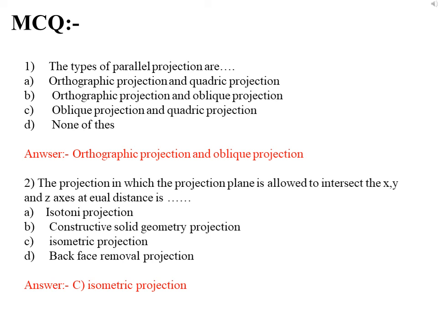The first MCQ type question is: the types of parallel projections are? Option A, orthographic projection and quadric projection. Option B, orthographic projection and oblique projection. Option C, oblique projection and quadric projection. Option D, none of these. And the answer is option B, orthographic projection and oblique projection.